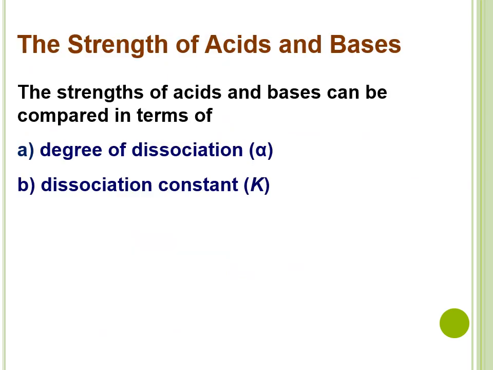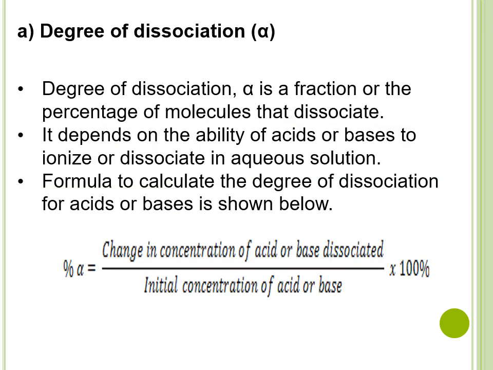The strength of acids and bases can be compared in terms of degree of dissociation alpha and dissociation constant K. Degree of dissociation alpha is a fraction or the percentage of molecules that dissociate. It depends on the ability of acids and bases to ionize or dissociate in aqueous solution.